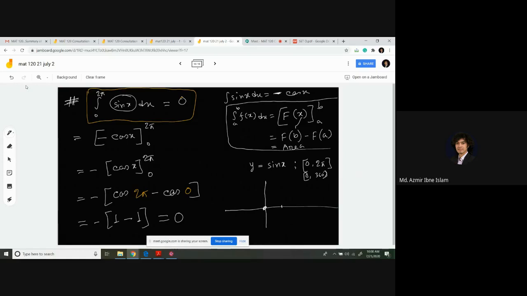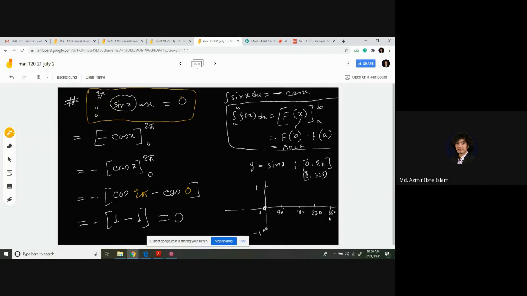Suppose I am taking 90 degrees, then 180 degrees, then 270 degrees, and 360 degrees. That means 0 to 2 pi. Clear? Yes, sir. 1 and negative 1. Okay.